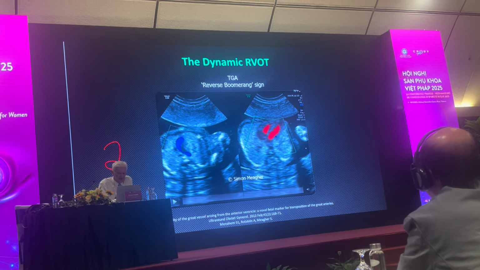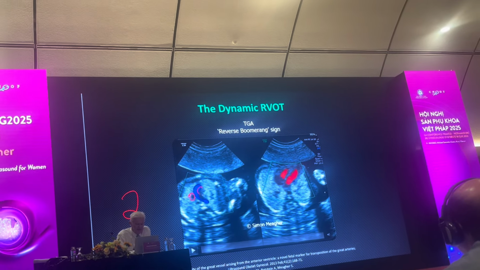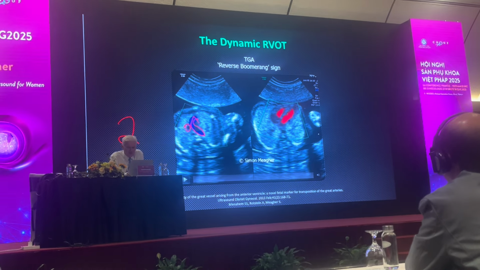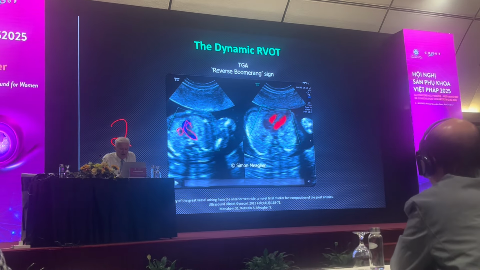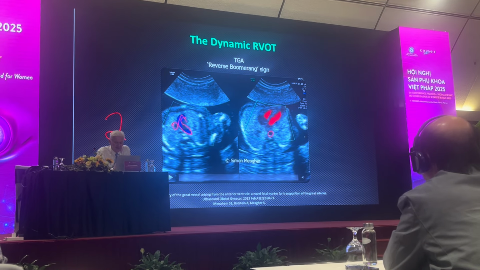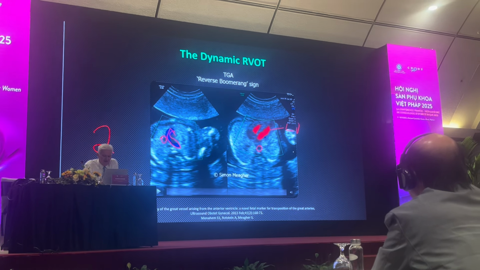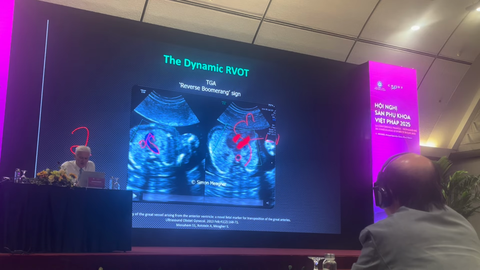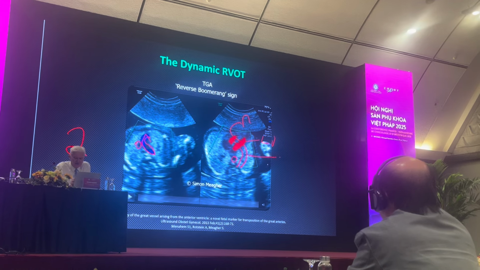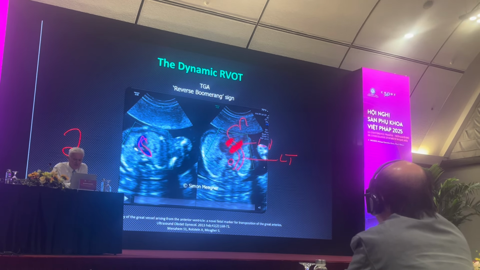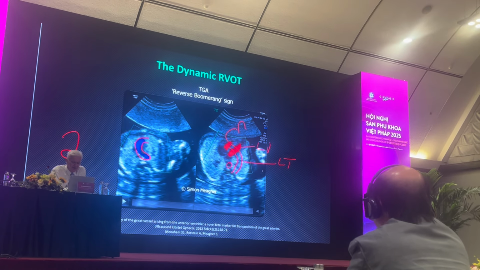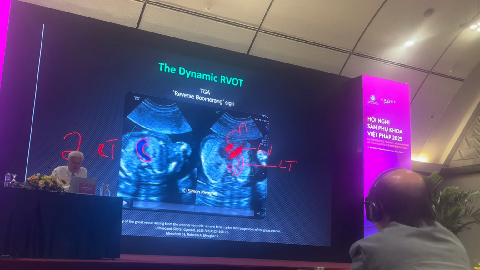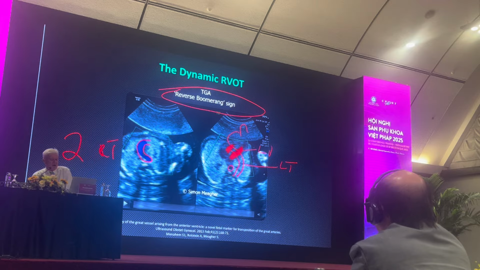When you look at this baby and sweep to the 3-vessel tracheal view, there are only 2 vessels, which are the SVC and the aorta. You also note the descending aorta, left ventricle, and this is the right ventricle. Normally the vessel coming out of the right ventricle should be convex to the left. This baby is convex to the right. This is called the reversed boomerang sign.